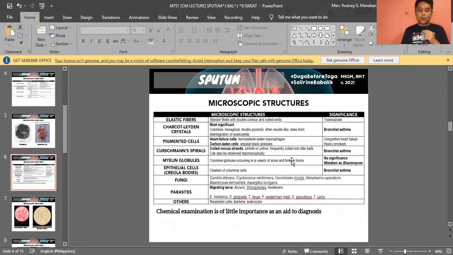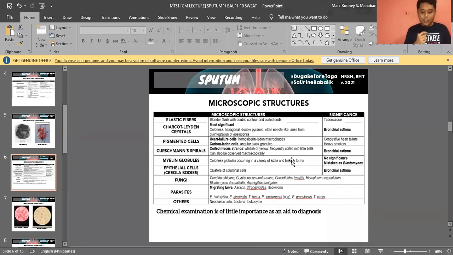Alright, next you have the other microscopic structures. You have elastic fibers, seen in tuberculosis. Charcot-Leyden crystals, of course, you know those. Most significant, of course, they appear as hexagonal crystals, usually seen in bronchial asthma.